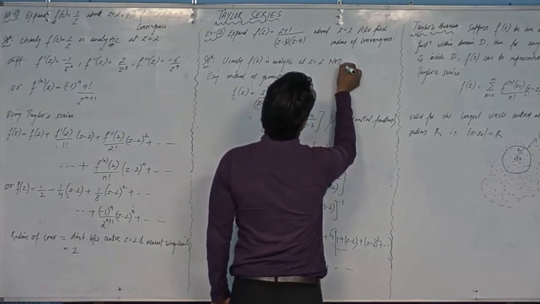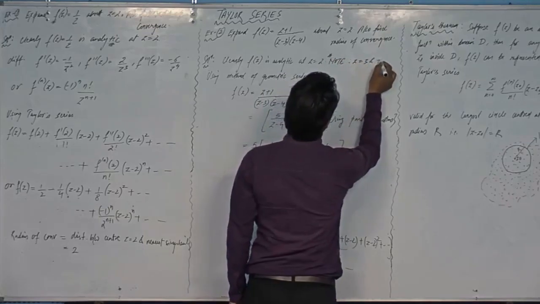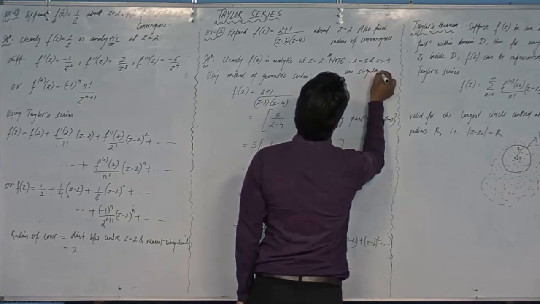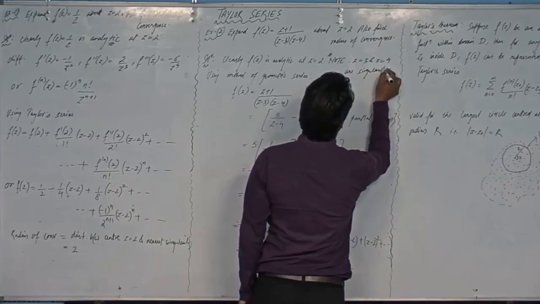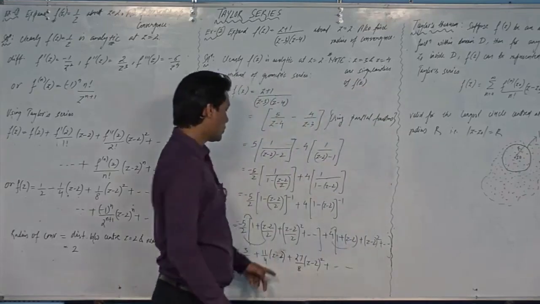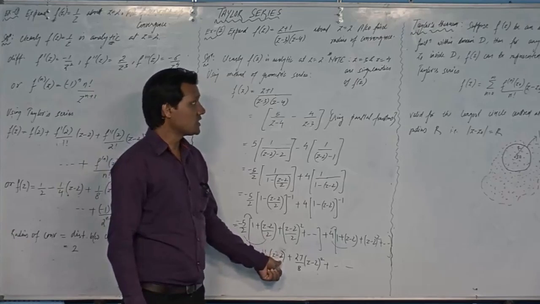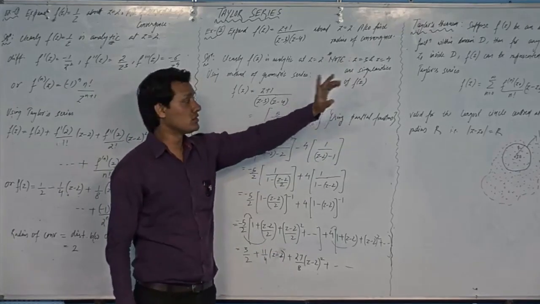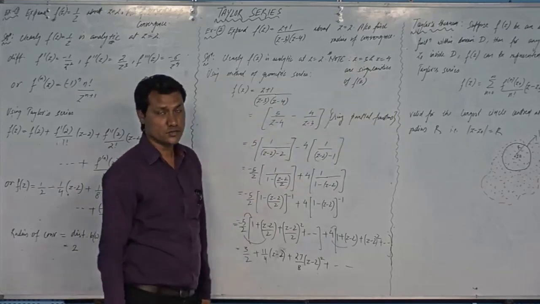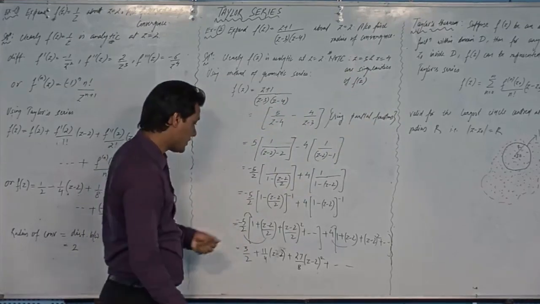Note: z equal to 3 and z equal to 4 are singularities of f(z), right? And the center is 2, right? So the radius of convergence will be the distance between the center and the nearest singularity, and the nearest one is z equal to 3. z equal to 3 is the nearest to z equal to 2, right? So the radius will be equal to 1. I will write that here.